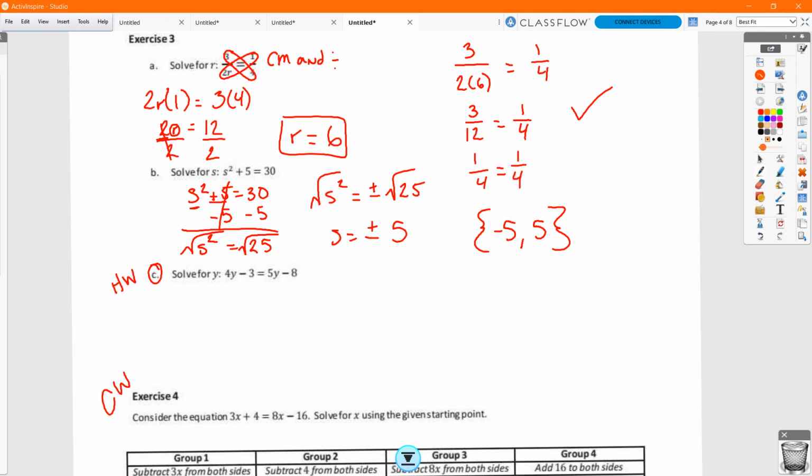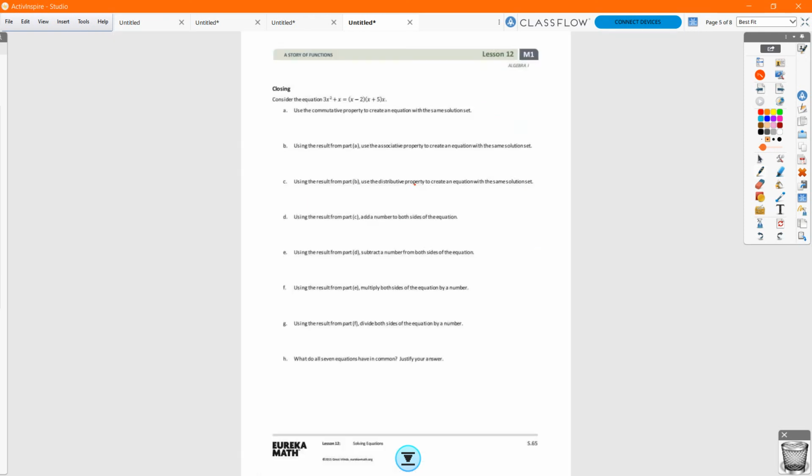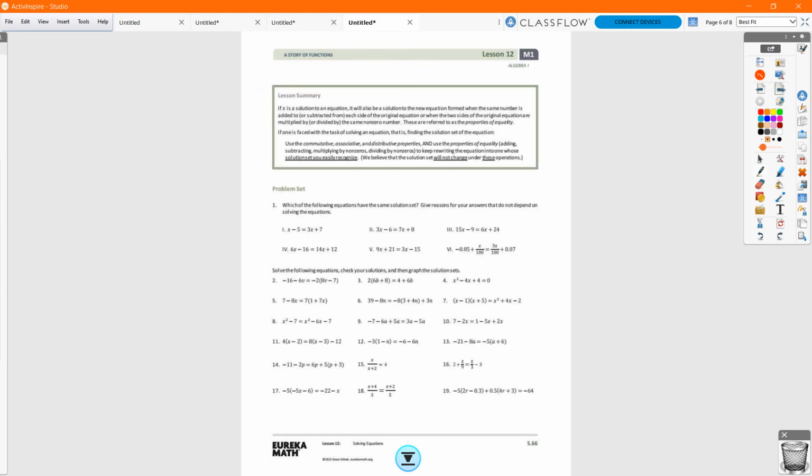All right, and last but not least, closing. We are going to do this in class as our closing, so be prepared. I do not want us to do that right now. It's a lot of work. Okay, so which of the following equations have the same solution set?